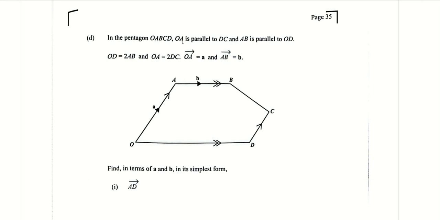Let's do D in a pentagon OABCD. OA is parallel to DC, and AB is parallel to OD. OD is 2AB, and since AB is B, this is 2B, and they're going in the same direction from O to D. OA is A and AB is B.